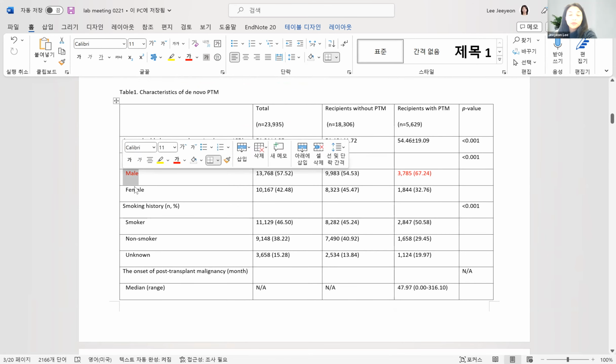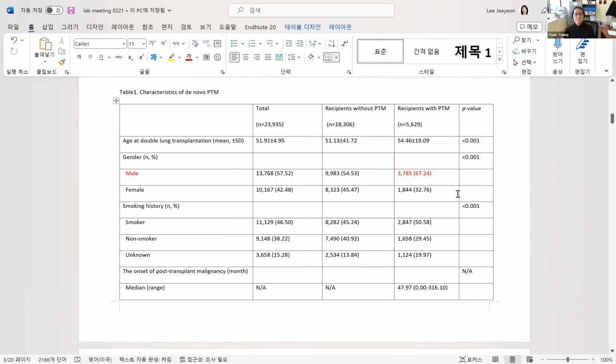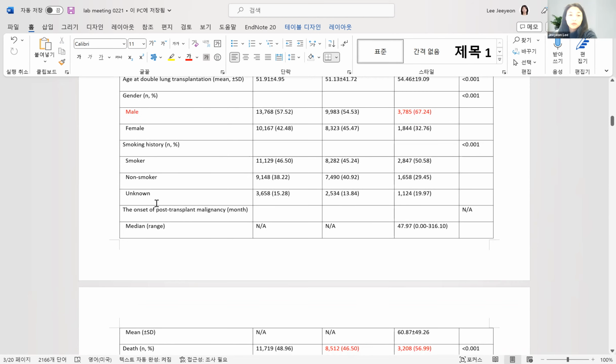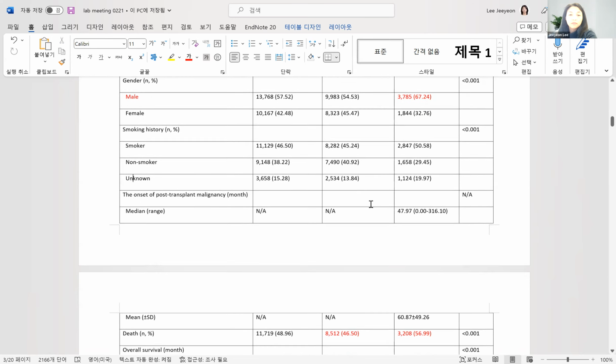Interestingly, in male recipients, they had more PTM. And well, smoking history, because there were many unknown histories, I can't rely on it.